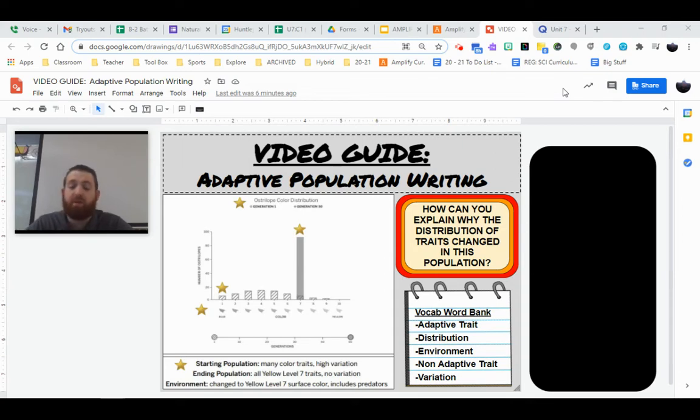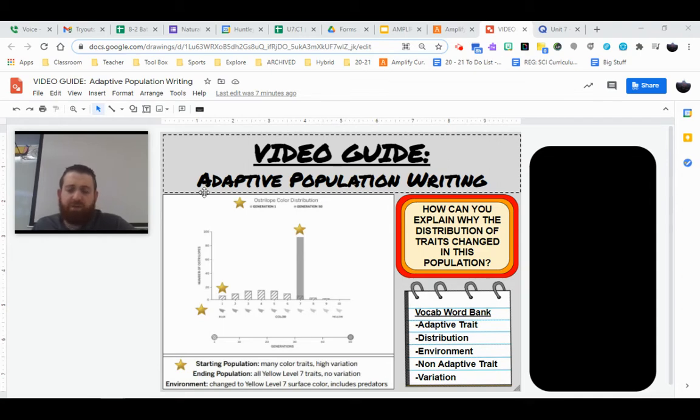So if you remember at the start of the lesson, we talked about this big question about why the distribution of traits change in a population. And we're going to be using some evidence found in some histograms about a specific population from our simulator, along with some environmental evidence that help us answer that question, along with using some of those important vocab words. So let's go ahead and take a look at how we're going to do this.